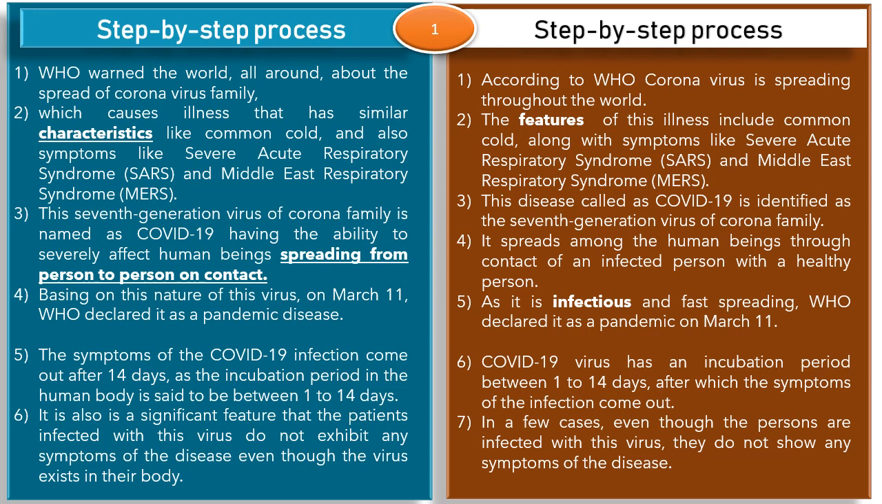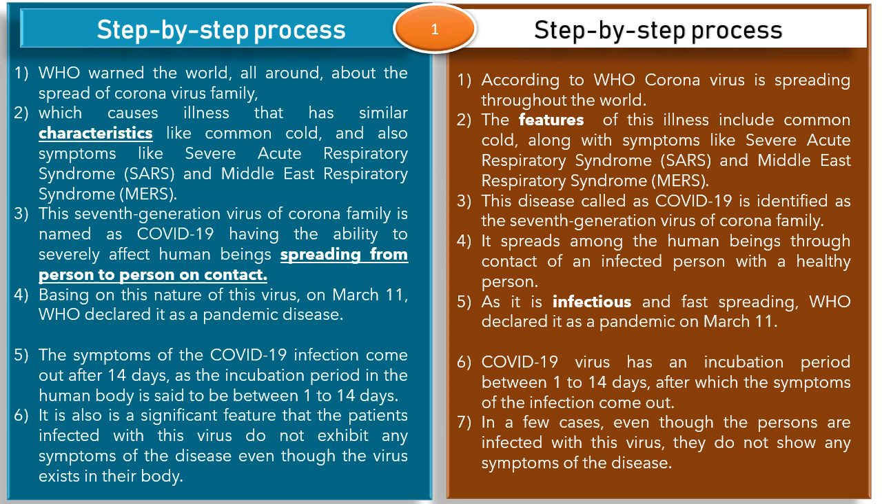Let us see what I have done here. I have noted down certain specific words like the characteristics, which is equal to features, then spreading from person to person on contact, that is infectious, infection causing. So these are the two words that I thought we need to basically replace along with changing the sentences.